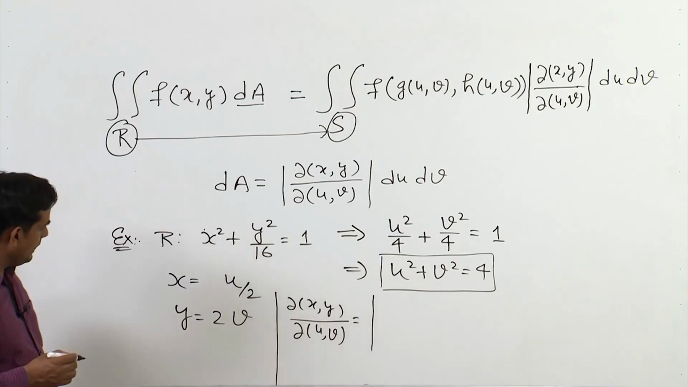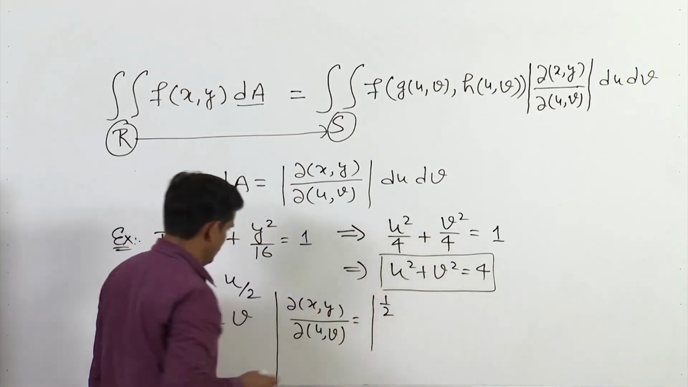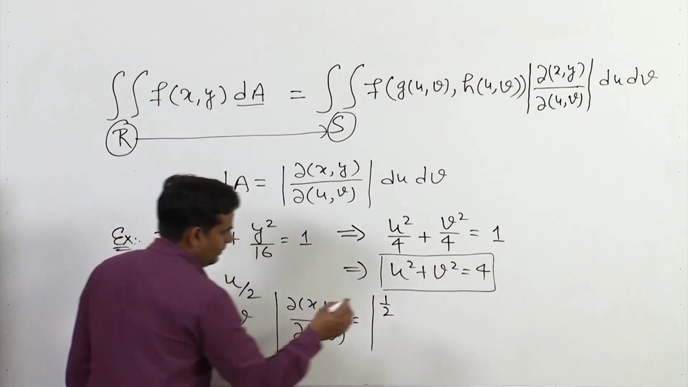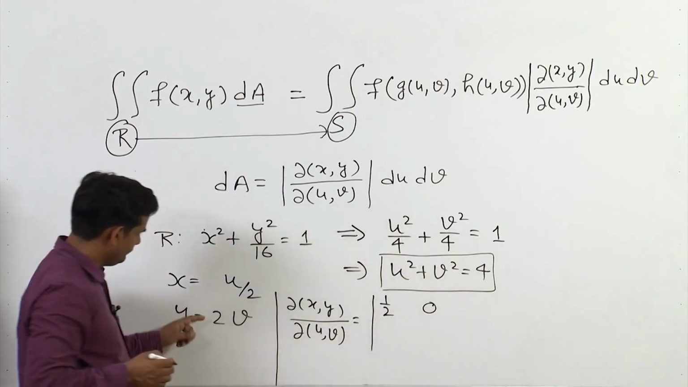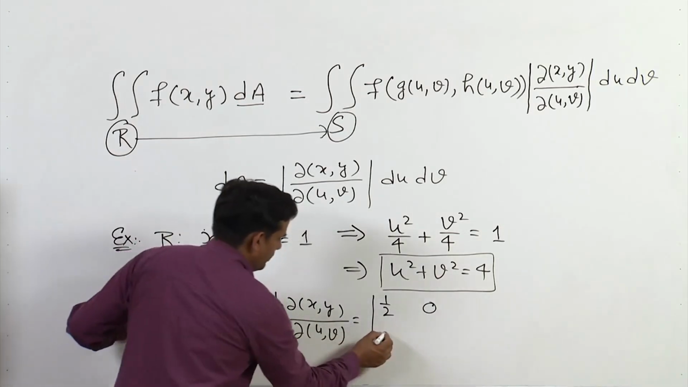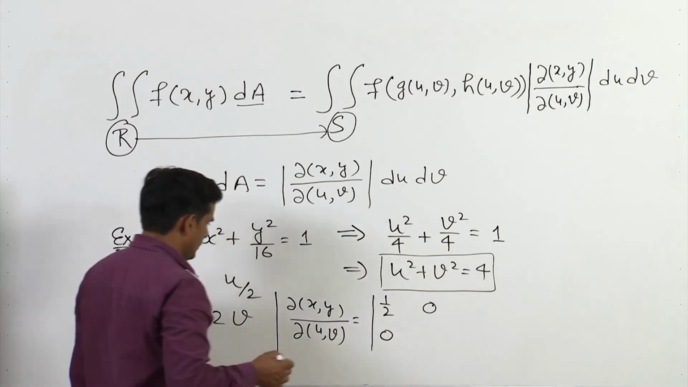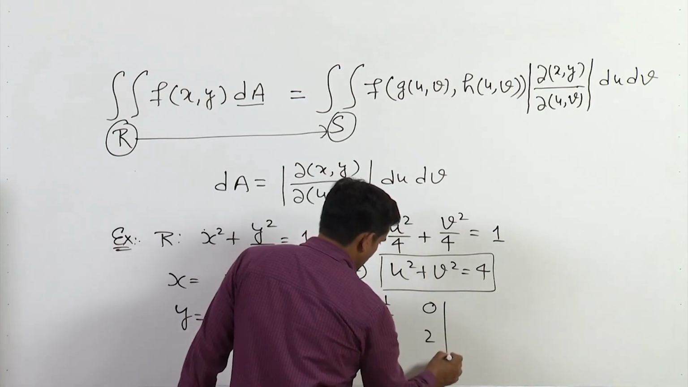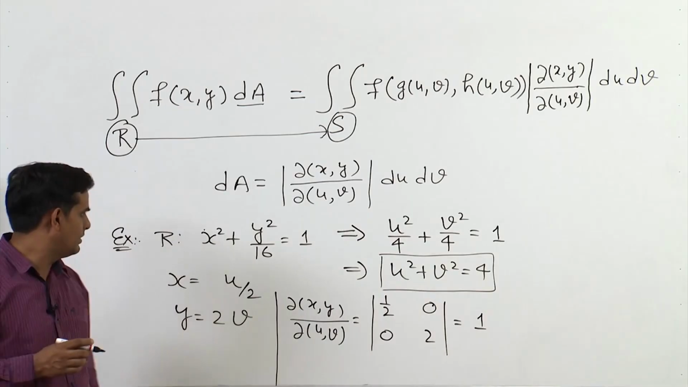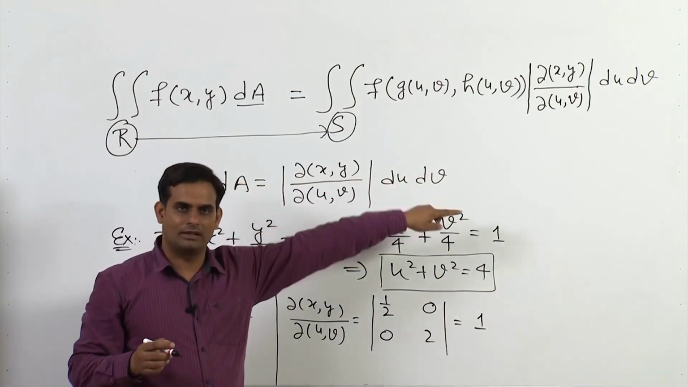So, del x over del u will become 1 by 2, del x over del v is 0, then del y over del u which is 0, and del y over del v, that is 2. So, here the Jacobian is coming out to be 1. So, hence dA will become simply du dv.